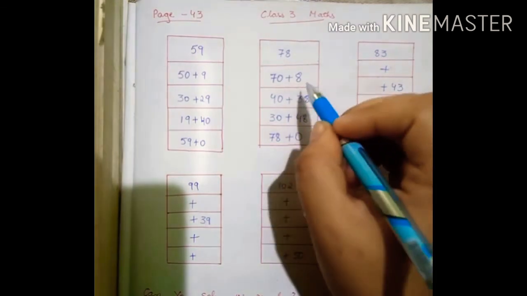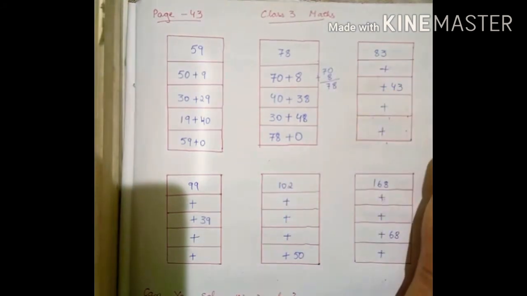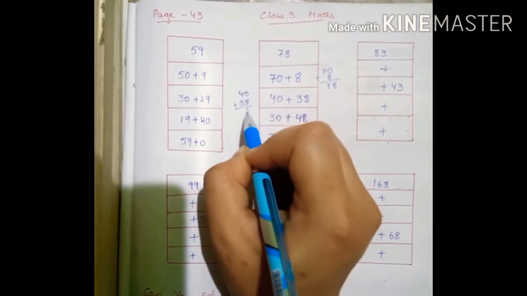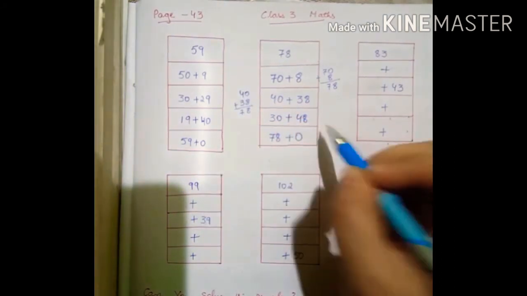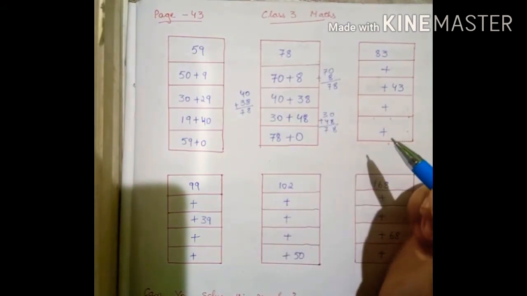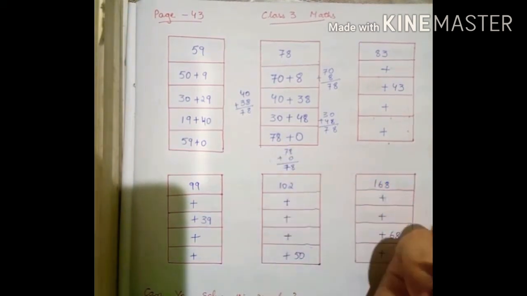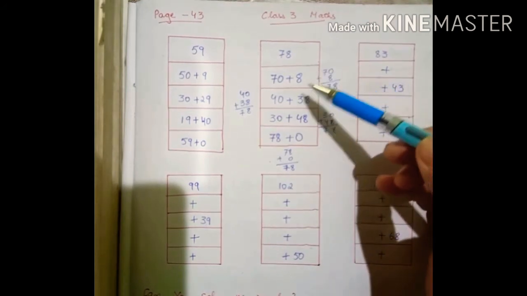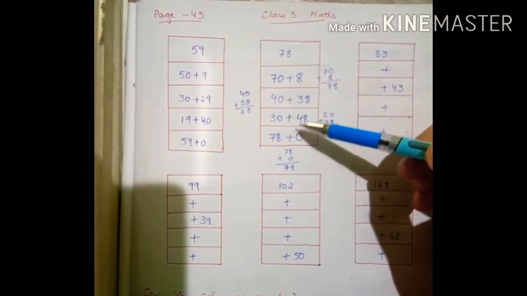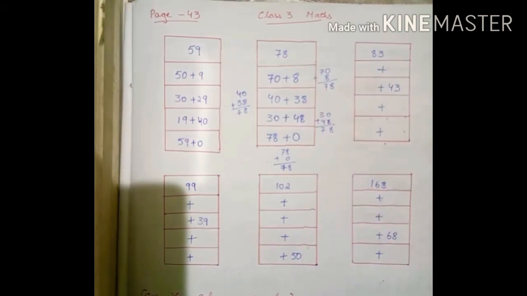See, I'll show you how. 70 plus 8, how much? 78, right? Then 40 plus 38, try to solve them. 78. See here again, 30 plus 48, the answer is 78. 78 plus 0 will give 78 because 0 is nothing. So when you solve in these 4 different ways, the answer gives 78, and you have to solve in such a way that all of them give 78. Let's try to solve one more.